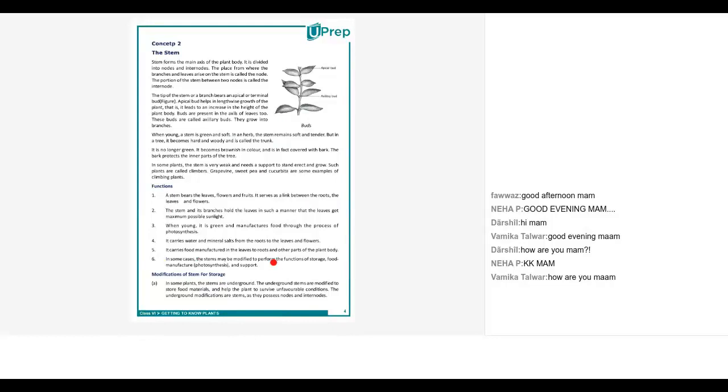Now, in some plants, the stems are underground, right? There are very few such plants, because mostly what we see is that the stem is an aerial part, out of the soil. But in some cases, the stem is underground as well. That is what happens in the case of potato, and in the case of onion. So these are underground stems which are modified to store food materials and help the plant to survive unfavorable conditions.